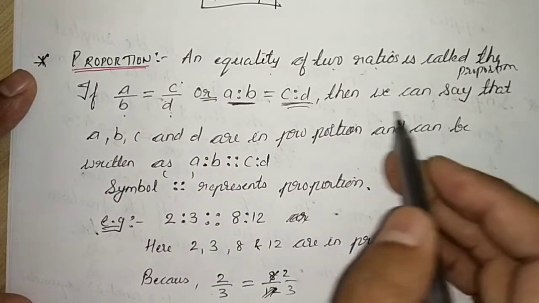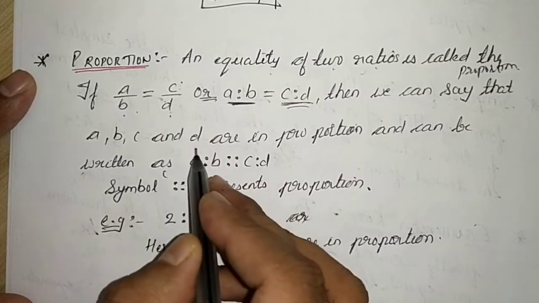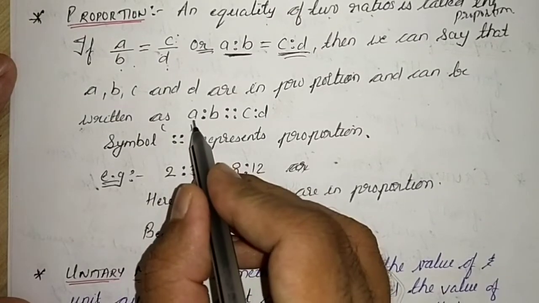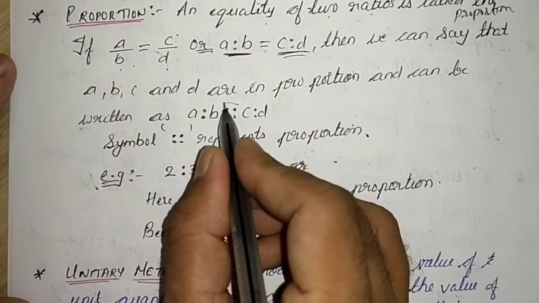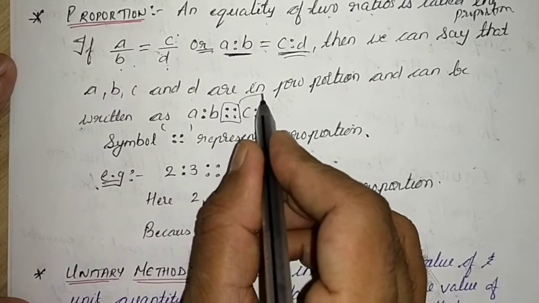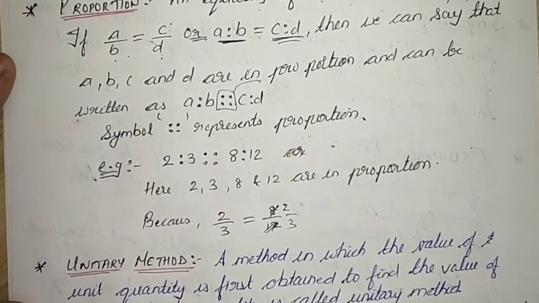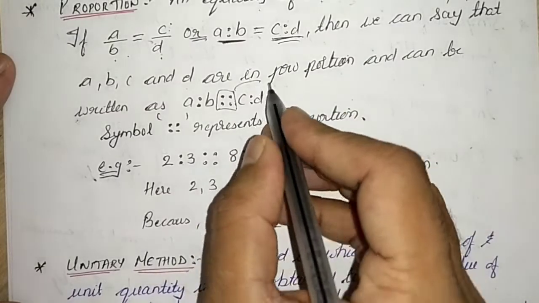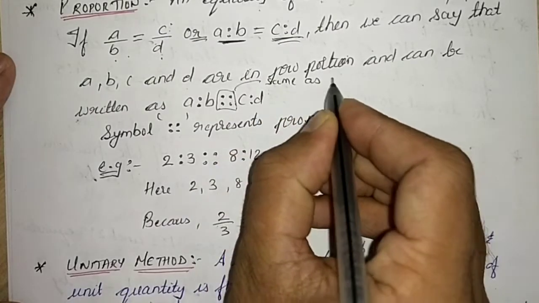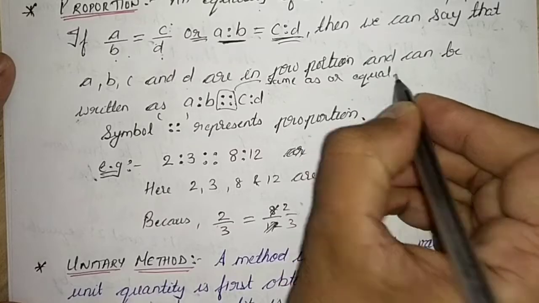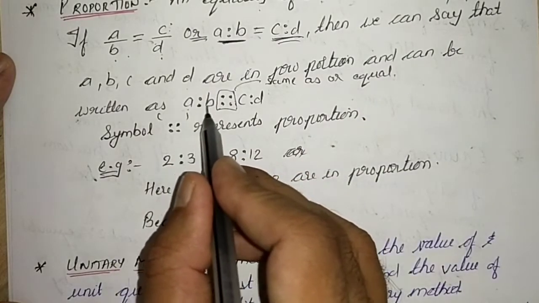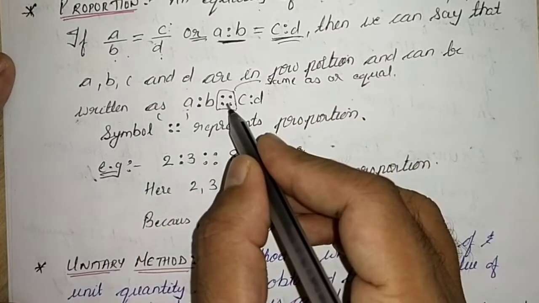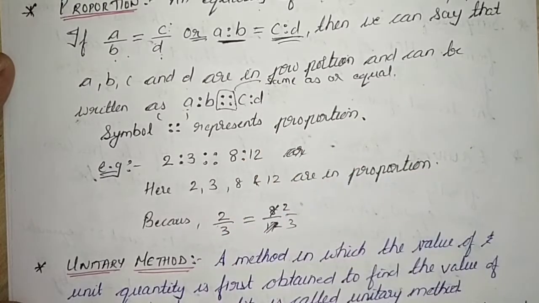then we can say that A, B, C and D are in proportion, and which can be written as A is to B same as C is to D. This symbol is represented for proportion, and it is read as same as or equal. That is, ratio of A is to B is equal to C is to D, or you can say that A is to B is same as C is to D.